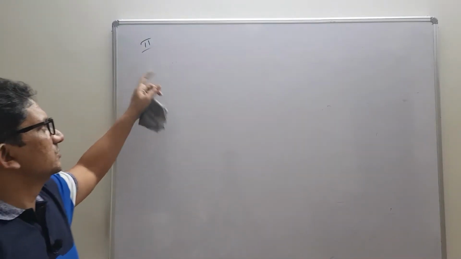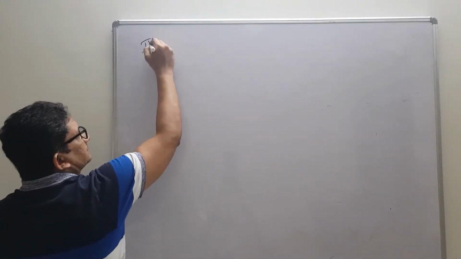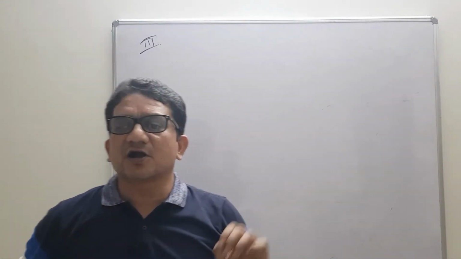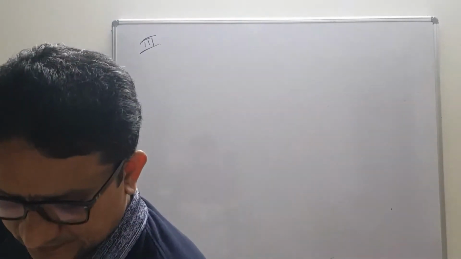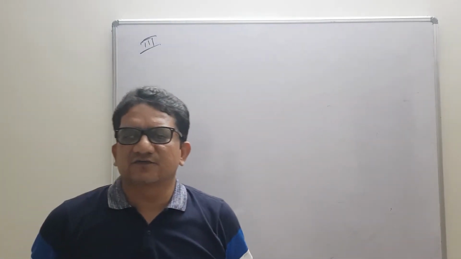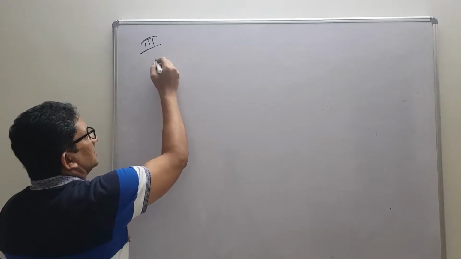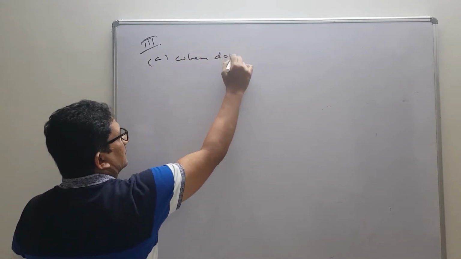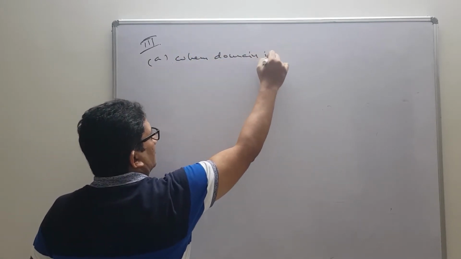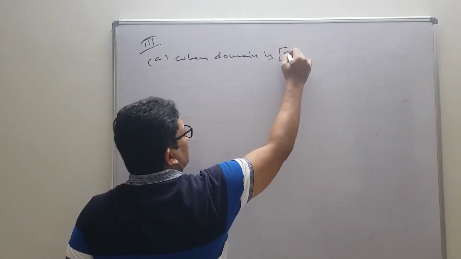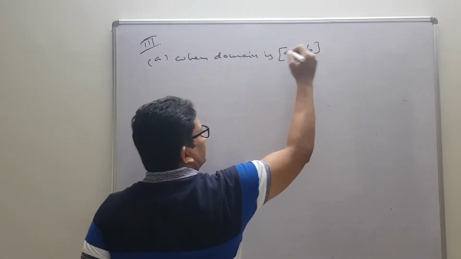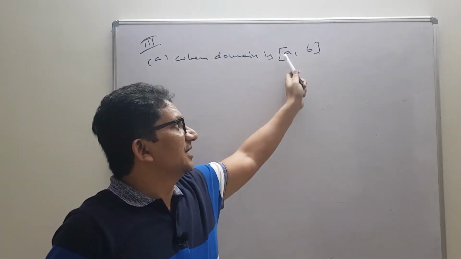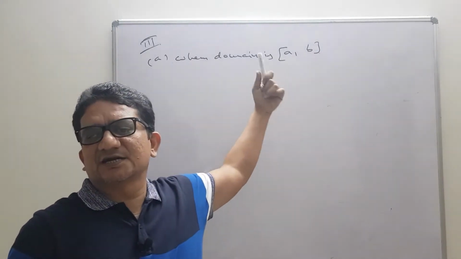Now students, you write the third type: range of composite functions. In that A part, when the domain is a closed interval [a, b]. Closed interval [a, b] means there is no need to say that the endpoints cannot be infinity.